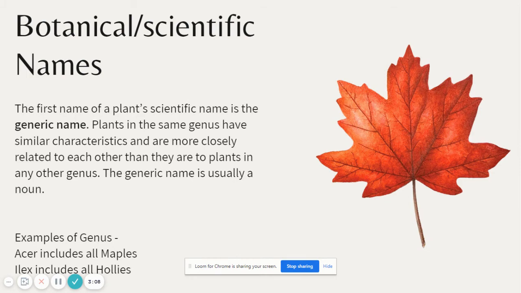The first name that we're going to talk about when we talk about scientific names is the generic name. A lot of times you're going to hear this called the genus. Plants in the same genus have similar characteristics and are more closely related to each other than they are to plants in any other genus. The generic name is usually a noun, so that means it's like a place, person, or thing.